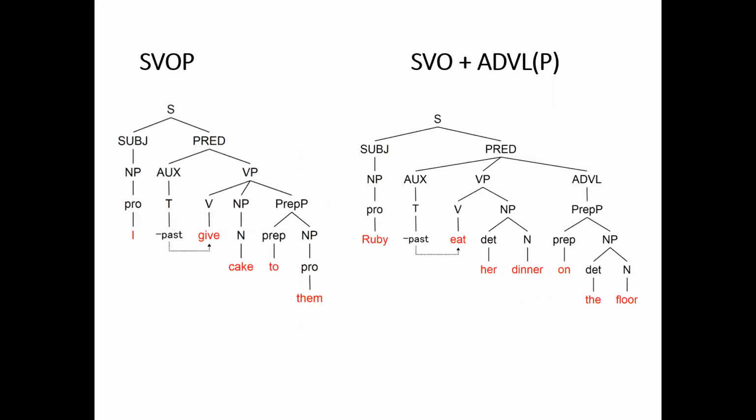Now let's compare our two sentences. On the left, in our SVOP sentence pattern, you'll notice that the prepositional phrase is generated directly from the verb phrase because it's required to complete the argument of the verb. However, in the SVO sentence on the right, there is the additional non-obligatory prepositional phrase.